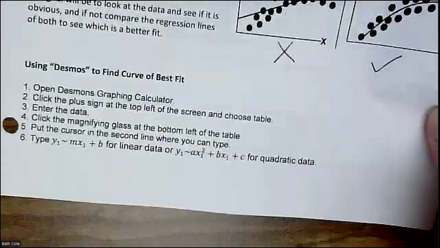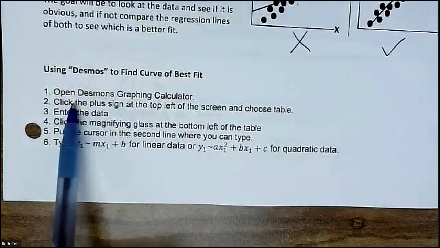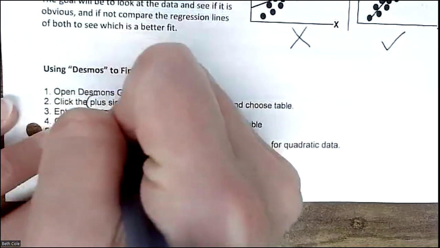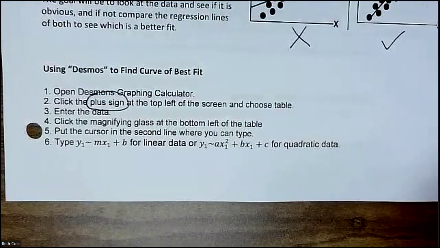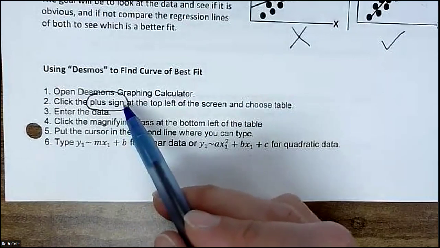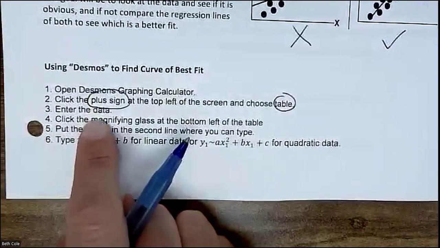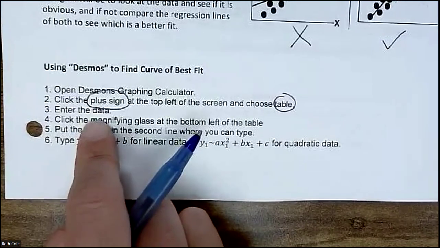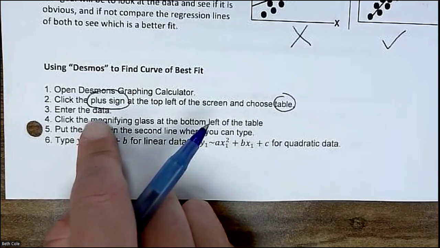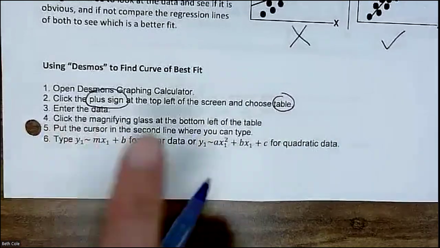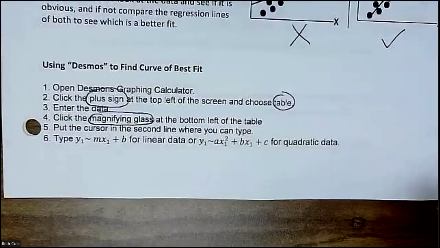Now, these are the instructions. Again, we've done this already this year. You go to Desmos, you click the plus sign. Very good. I know, we're going to do some problems together. You're going to click the plus sign and choose table. And then you're going to enter all your data. That's the annoying part, because you have to type it all in and it has to be correct. If you hit one number wrong, it's not going to work. Okay, so you have to be paying attention. You're going to click the magnifying glass. Do you remember this? All right.